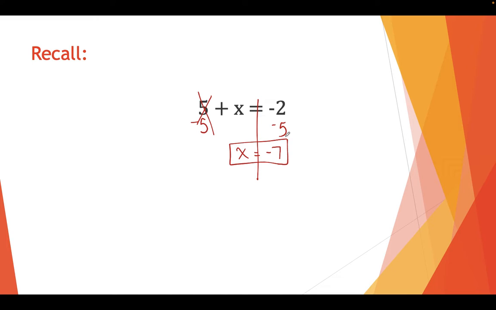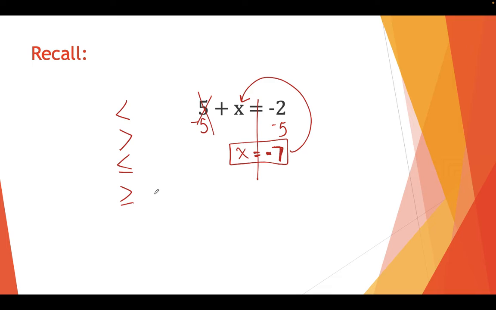What we're going to look at today is very similar, but instead of an equal sign, you're going to see the 4 inequality symbols: less than, greater than, less than or equal, greater than or equal. The difference here is that an equation with an equal sign gives us one potential true solution. x is equal to -7. That is the only value of x that would work in the original equation.